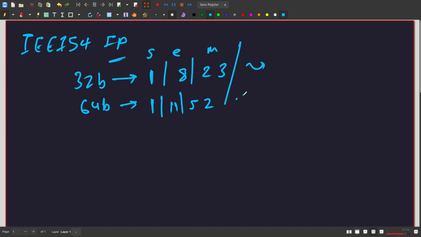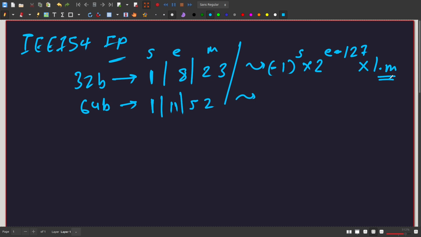For both of these, I could write the general expression that is used to evaluate them. You have -1 to the power of the sign bit, 0 or 1, multiplied by 2 to the power of your exponent value in decimal, minus 127, and that is multiplied by 1.m. This is the normalized form of the mantissa. I will quickly go over that once to make sure I am clear on the idea.